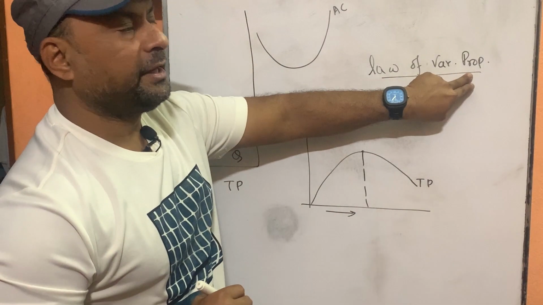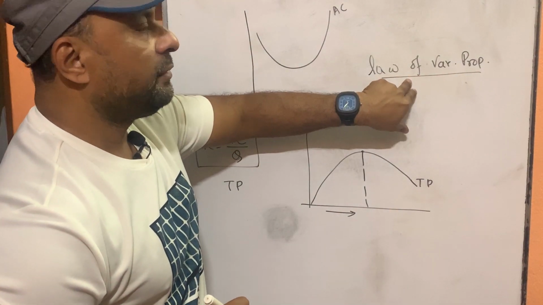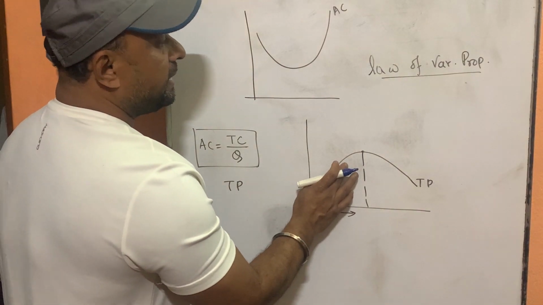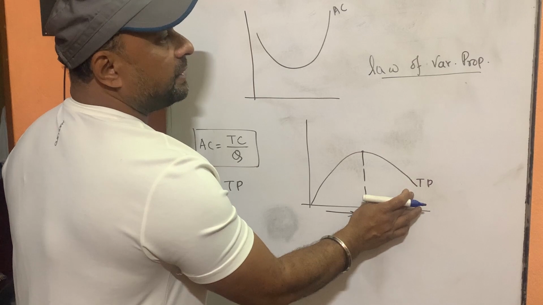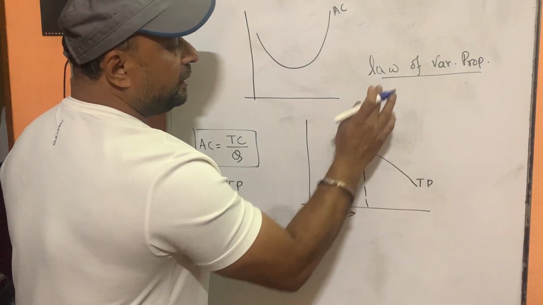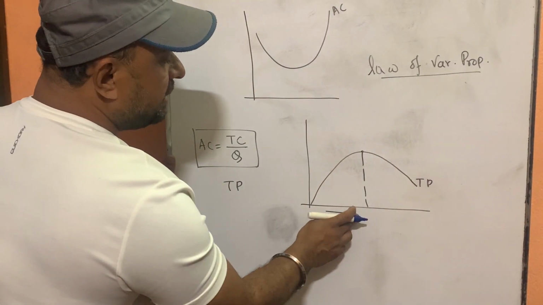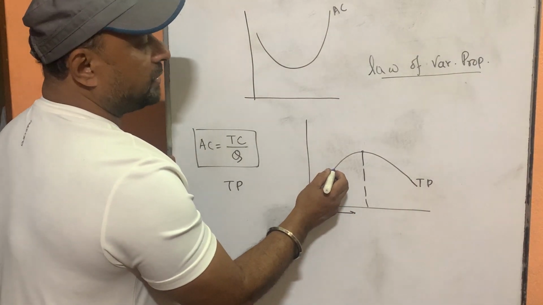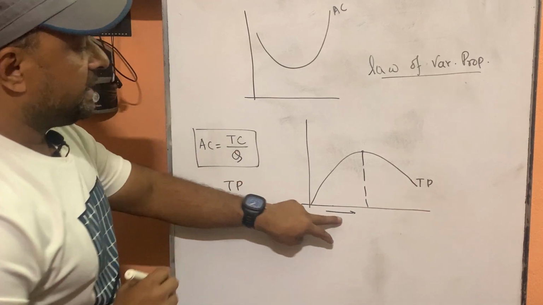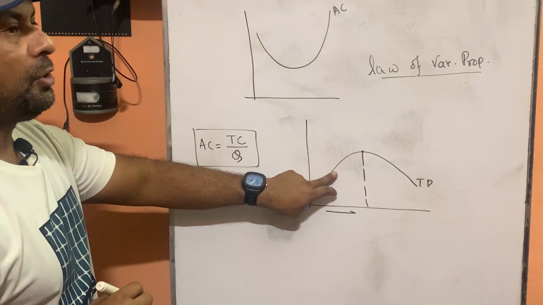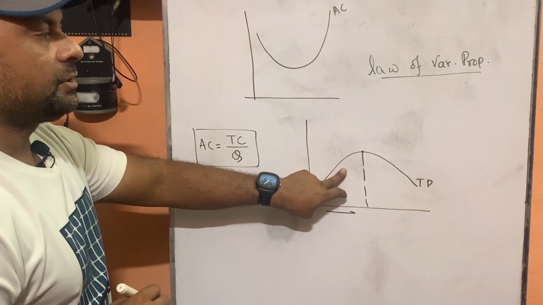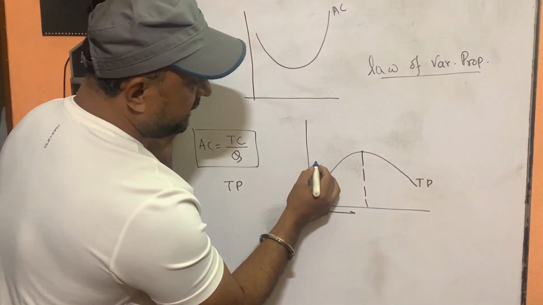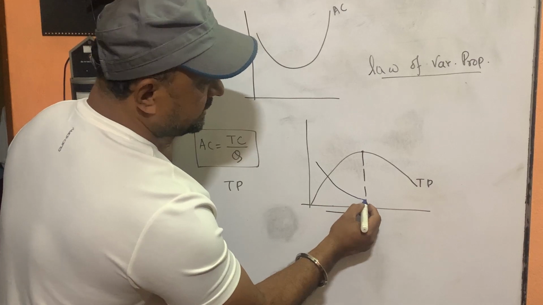Law of variable proportion indicates what? In the beginning, when we increase our labor, our total product first increases at a faster rate, then at a slower rate, then after that it decreases. So in the beginning of the production, when we are increasing our labor, by using less labor we are getting more production. Clear? By using less input, we are getting more output. Means what? Per unit production cost decreases. So in the beginning, average cost decreases.